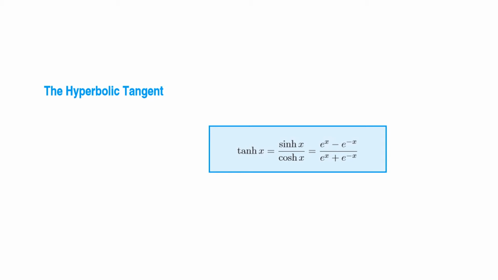To move on, the hyperbolic tangent. What do you recall about the tangent? It is sine x over cosine x, right? So what will be the hyperbolic tangent? It is basically the same thing. Hyperbolic tangent of x equals hyperbolic sine of x over hyperbolic cosine of x, which is e to the power of x minus e to the power of negative x over e to the power of x plus e to the power of negative x.